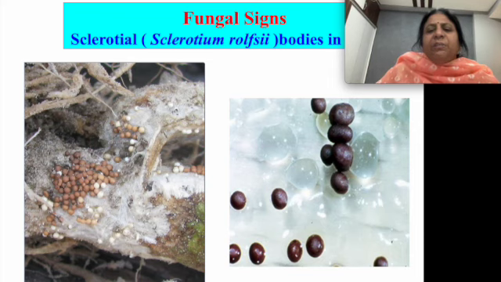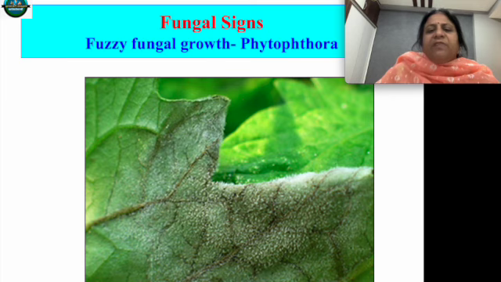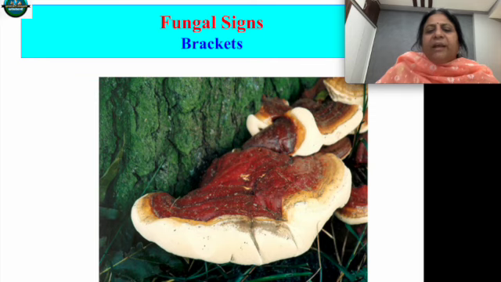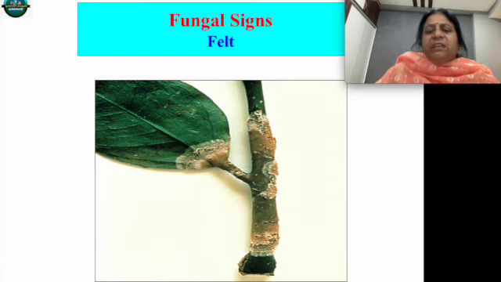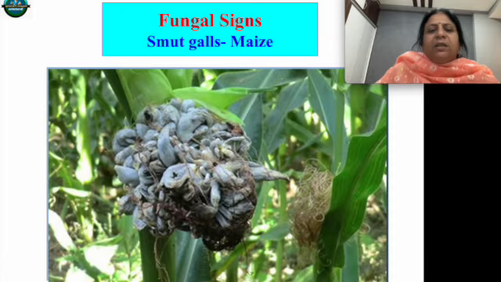These are the sclerotial bodies, which is a typical symptom of fungal disease. Rust pustules in groundnut. Fuzzy fungal growth because of phytophthora. Bracket fungus, you can see how it appears. Felt is a disease caused by the fungus. Its appearance is like this. Fungal gummosis, oozes gum. Smut galls. Smut galls are present in many crops. This is in maize.